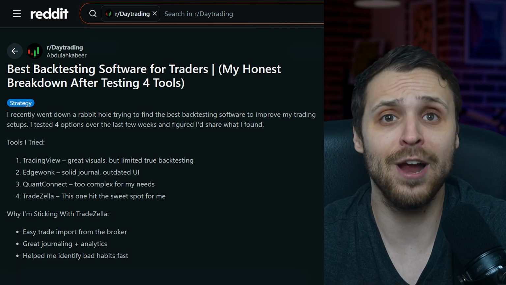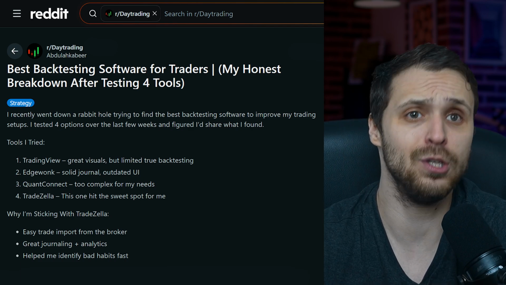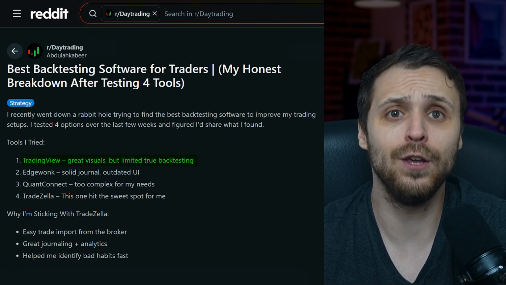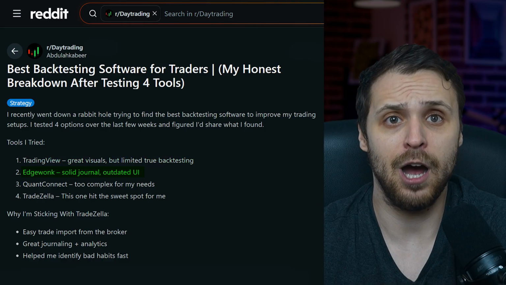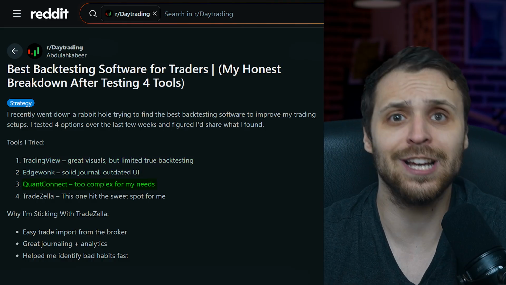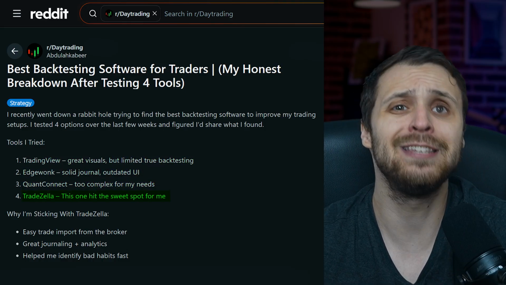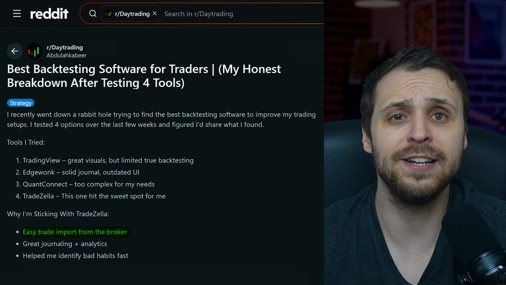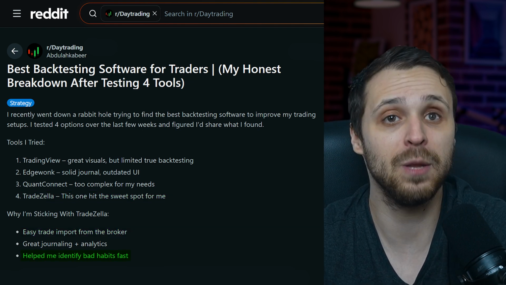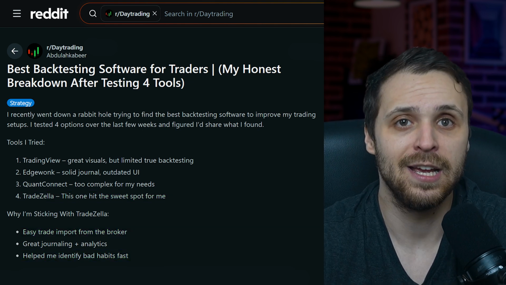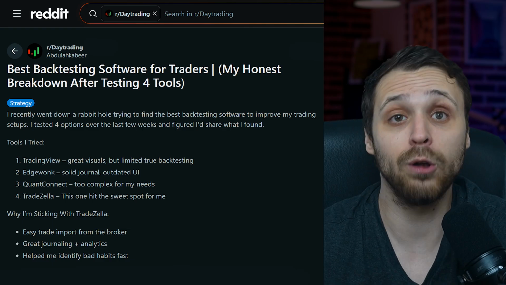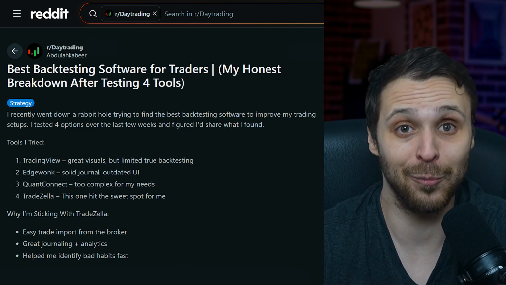I found this Reddit thread where a trader tested 4 different tools. He said that while TradingView had limited backtesting, another had a dated UI, and QuantConnect was too complex. For him, TradeZella hit the sweet spot. He highlighted the easy trade import and how that helped him identify bad habits really quickly. So that's the real world result you really want from a backtesting platform when you use it.